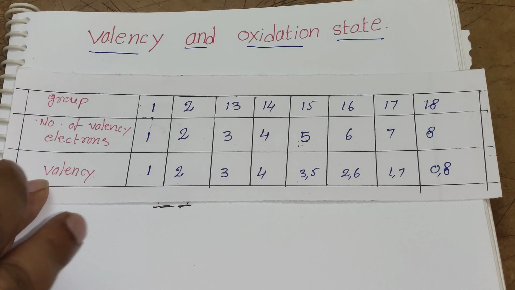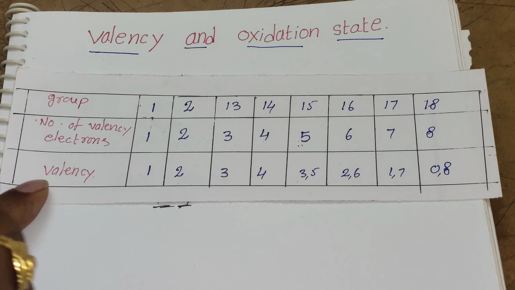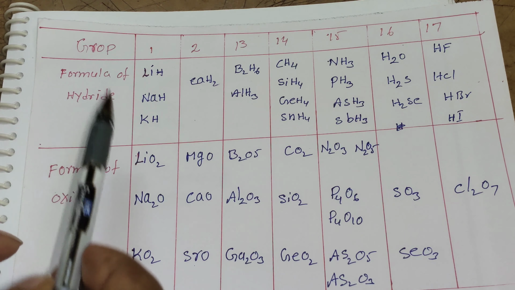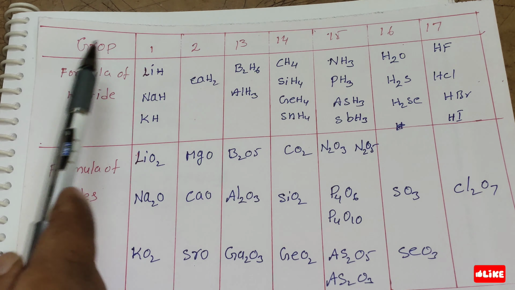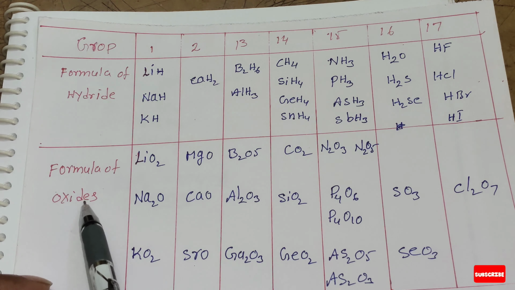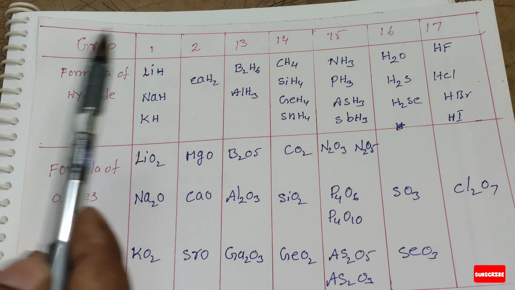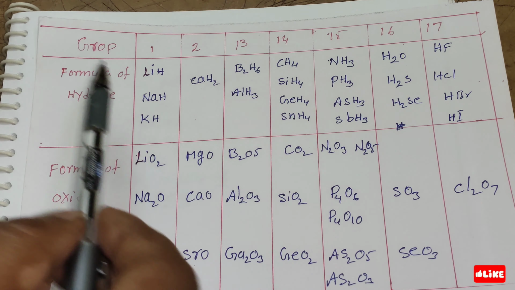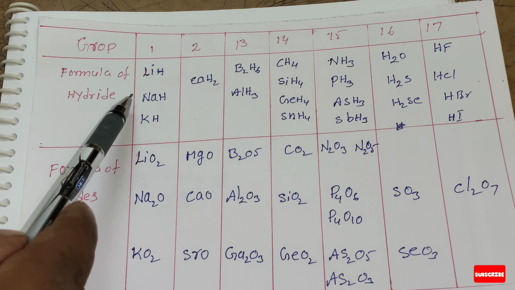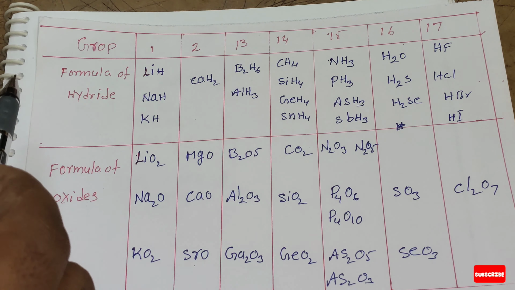So with the help of this table I will explain one more table. Once you watch that. In the formula of hydrates, here I am taking 3 columns: the group number, the formula of hydride and the formula of oxide. The group number 1 elements are nothing but lithium, sodium, potassium, rubidium and cesium.